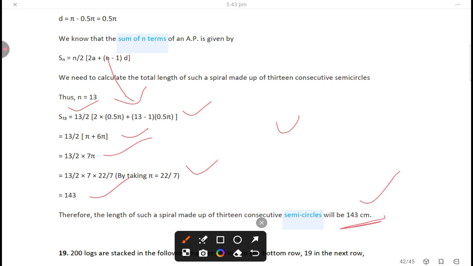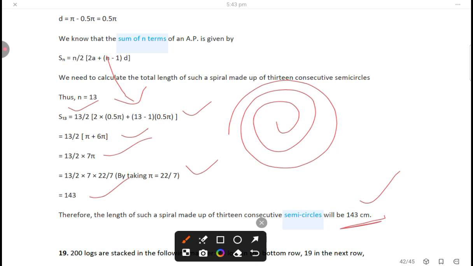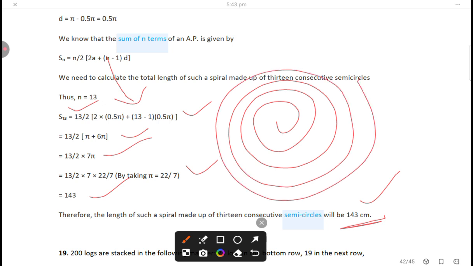So they are like this now. So 13 semicircles. So the perimeter of the semicircles will be a straight line. So the 143 centimeters is the total spiral length.